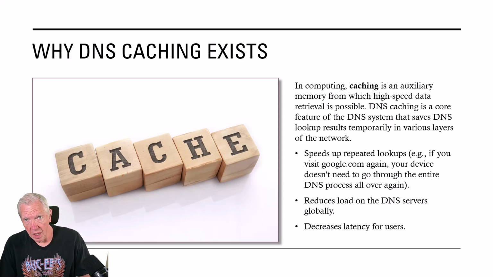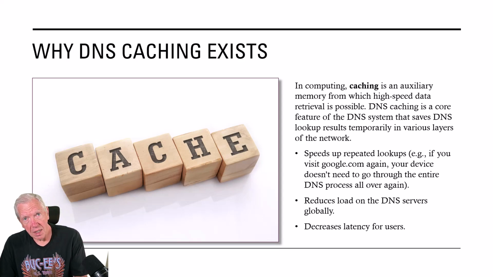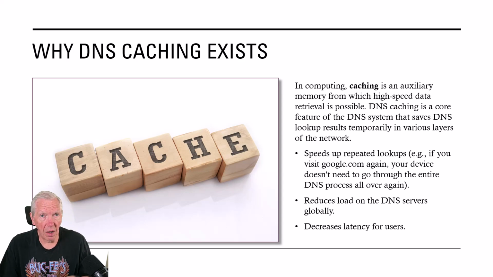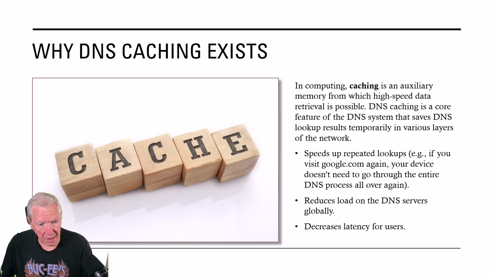Caching is considered to be an auxiliary memory from which high-speed data retrieval is possible. The key here is high-speed data. DNS caching is a core feature of the DNS system. It saves DNS lookup results temporarily. Now, you've got to hang on to that word because we're going to come back to that. In various layers of the network. It speeds up repeated lookups. For example, if you visit google.com again, your device doesn't need to go through the entire DNS process all over again. It reduces load on the DNS servers globally, and it decreases latency. What is latency? You having to sit and wait for a response to come back is latency.